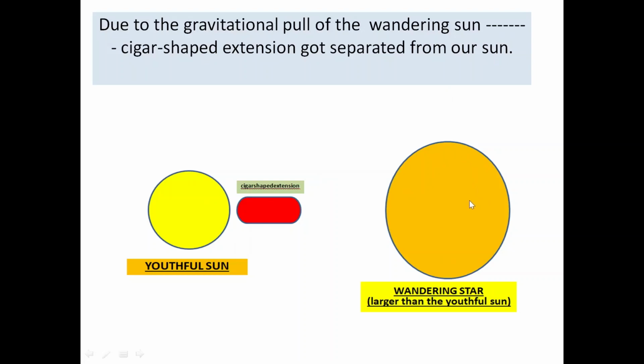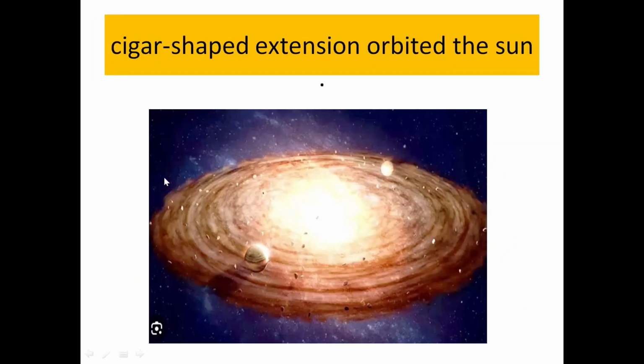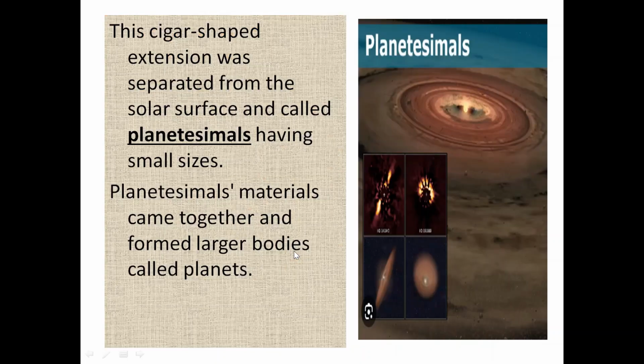So what happened? Due to the gravitational pull of the wandering star, a cigar shaped material, you can see in the picture on the screen, got extended from what? Our youthful sun. And later on, this cigar shaped extension orbited the sun. You can see on the screen, it started to orbit the sun.